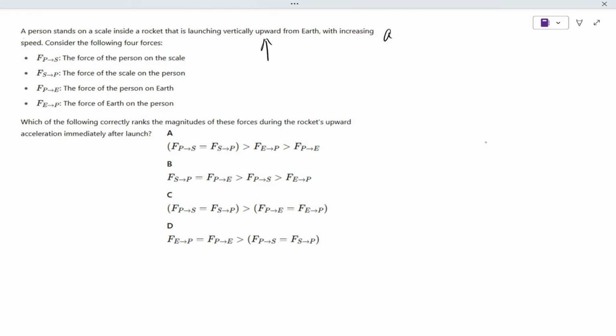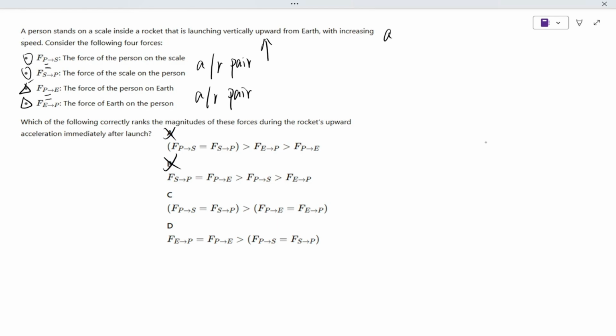The first thing we can get is that this force and this force are an action and reaction force pair. Also, this force and this force are also an action and reaction force pair, which means the first force and second force are equal. The third force and the fourth force are also equal, which means we can already cancel out two options, which are A and B. Let's compare which of them is bigger.